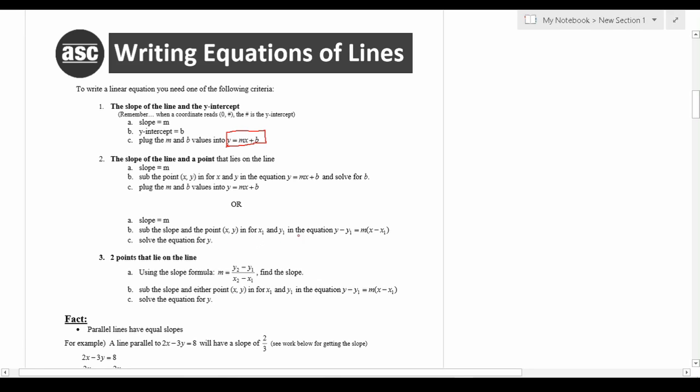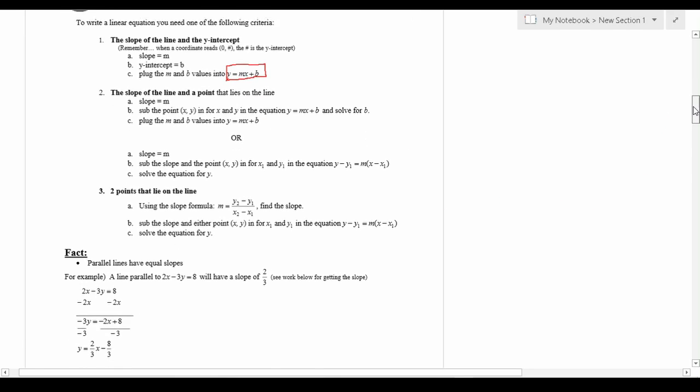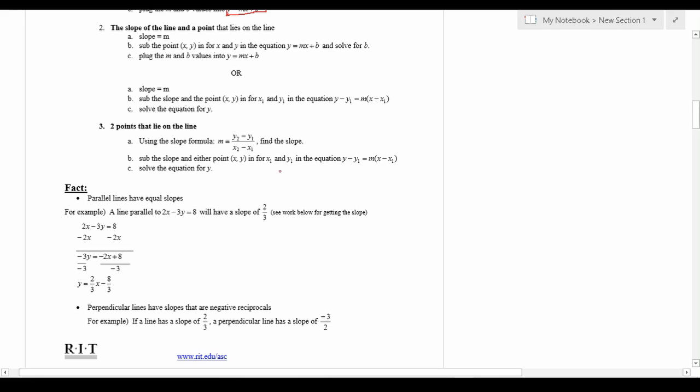Okay? And finally, when you're just given 2 points that are on a line, you have to use first the slope formula to find its slope, and then you take one of those 2 points as well as the slope, plug it into the point-slope equation, and solve for y. Okay, so we're going to get plenty of practice doing those things, so let's get started.